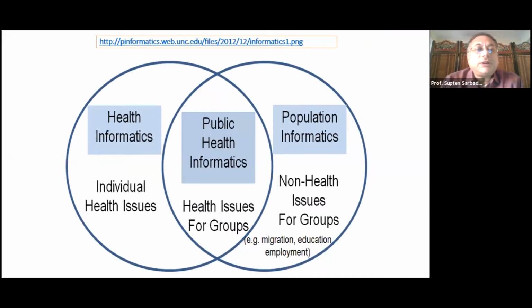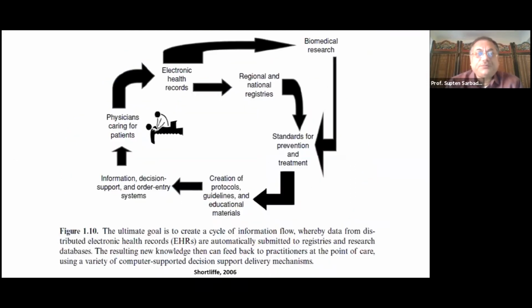And if you look at health informatics and public health informatics, what is added in public health is also the population informatics. That means the socioeconomic status, migration, education, employment, all these things would be added. So health is individual, but public health is for everyone. The ultimate aim is really to get all this information to make everyone healthy, every individual.